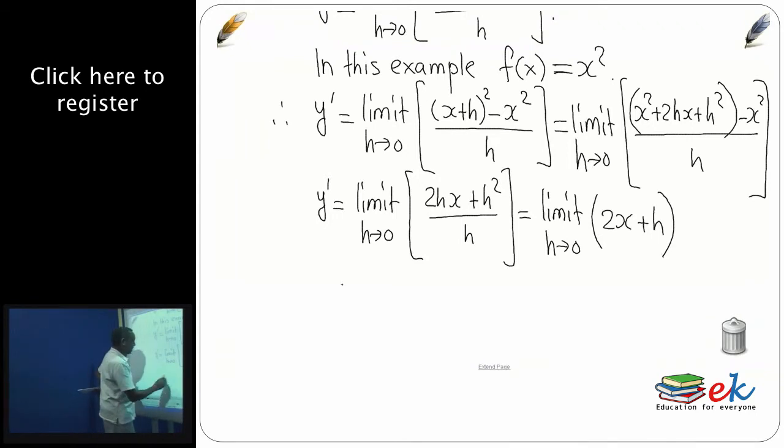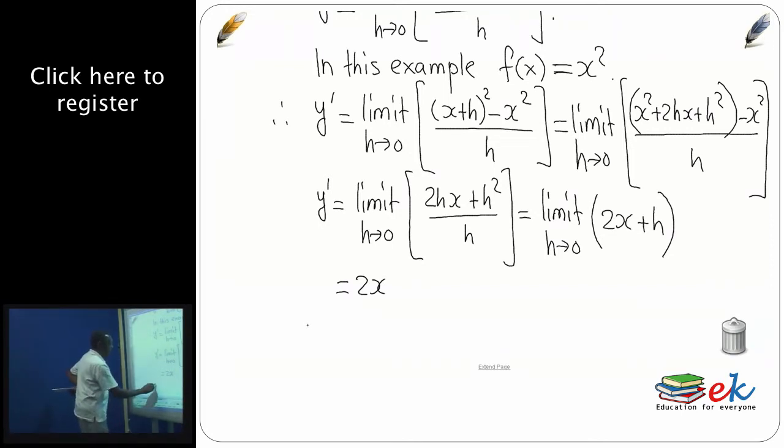Now we note that as the value of h gets smaller, this term, 2x, is completely independent of h and does not change. But as h gets smaller, the other term is going to get smaller. As h approaches 0, this one approaches 0, and therefore 2x plus h will be approaching 2x. So we find that the limit is equal to 2x.